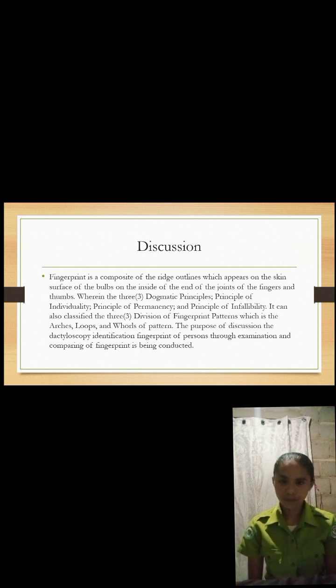Number two is the principle of permanency. The configuration and details of individual ridges remain constant and unchanging until the final decomposition of the body. And the last is the principle of infallibility. The fingerprint is a reliable means of personal identification, and all courts accept and adopt the fingerprint as a means of personal identification.